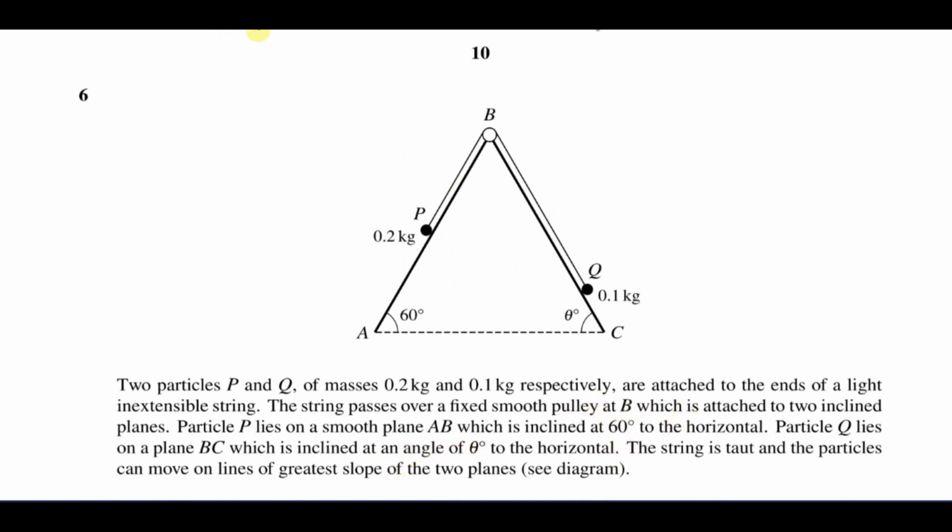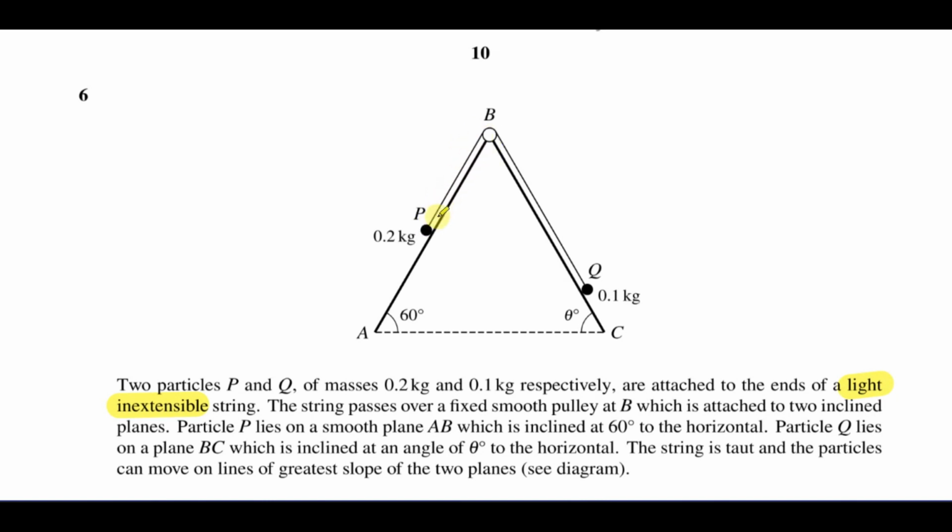Okay, so let's pick out some of these things so you understand what they mean. A lot of students have problems with some of these words or descriptions. First of all, light, inextensible string. The light part means there's no weight to the string, so if the weight of the string is ignored, then the tension in each section will be the same.